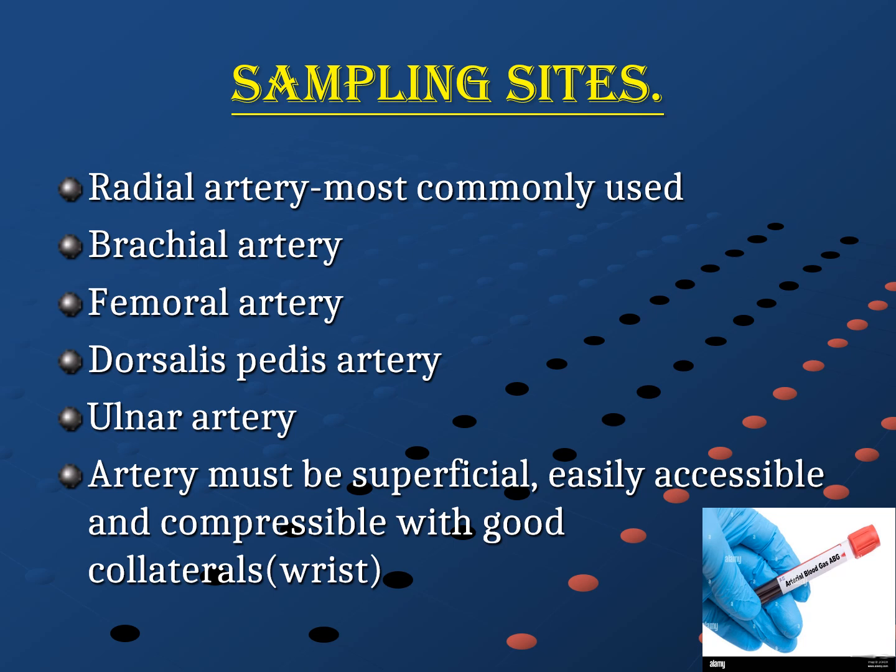Sampling sites. Radial artery most commonly used. Brachial artery. Femoral artery. Dorsalis pedis artery. Ulnar artery. The artery must be superficial, easily accessible and compressible with good collaterals.